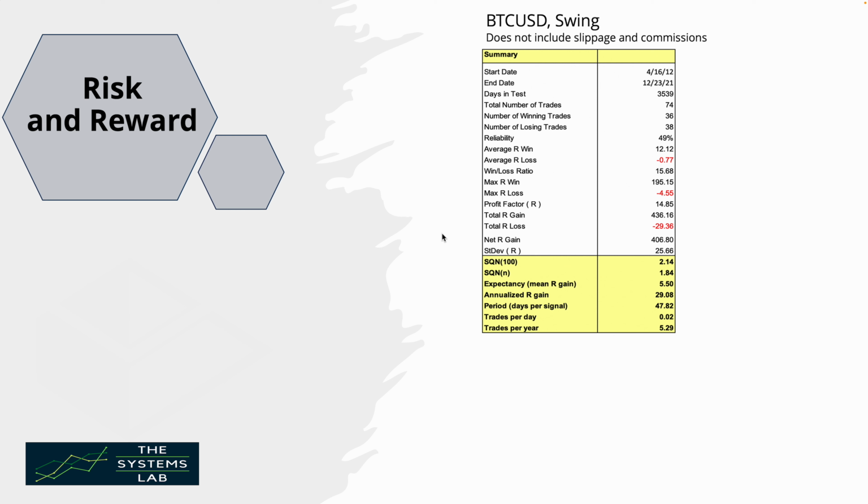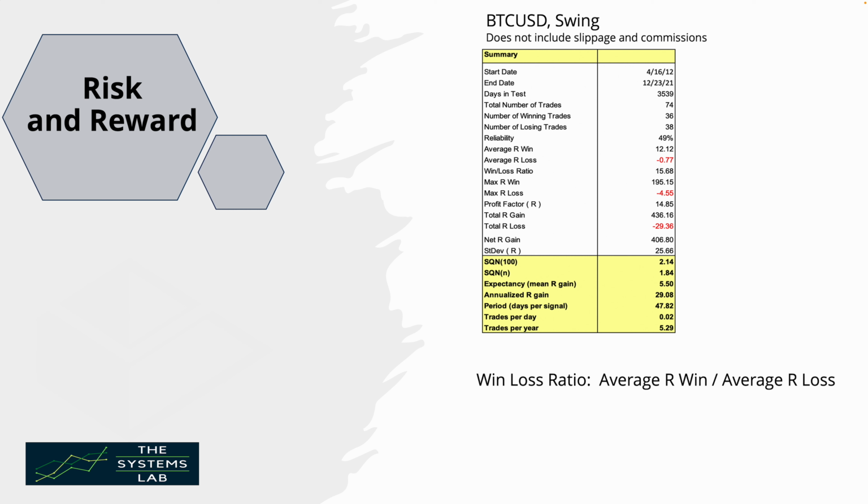So this is the results of running the PRX crypto system on Bitcoin on a swing basis, daily bars, from 2012 to 2021. And for me personally, there's two statistics that I like to look at when I'm thinking about risk reward. So the first is win-loss ratio, which is simply the average R win divided by the average R loss. So here we see we have an average R win of 12.12. When we divide that by our average R loss of minus 0.77, we get a win-loss ratio of 15.68, which is very high. That's an outstanding number.